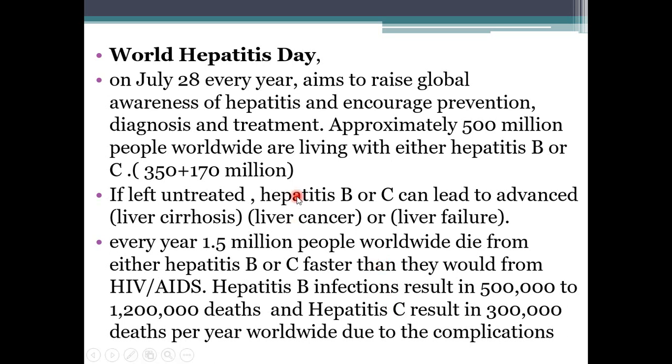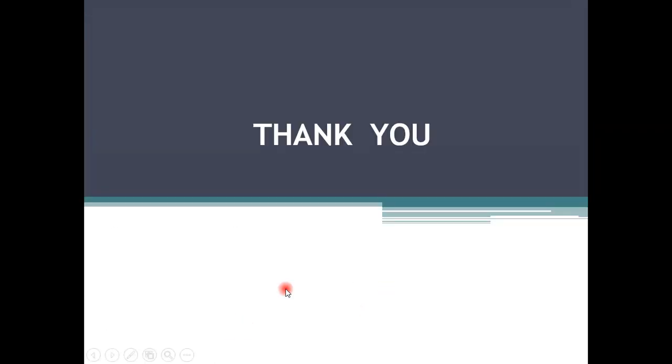Every year 1.5 million people worldwide die from either hepatitis B or C, faster than they would from HIV and AIDS. Hepatitis B infections result in 500,000 to 1,200,000 deaths, and hepatitis C results in 300,000 deaths per year worldwide due to complications. And thank you.